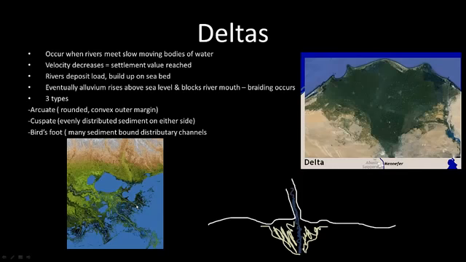Cuspate. I couldn't find a very good picture, so this is one I drew. It's basically when sediment's deposited evenly on either side, and it's normally quite a straight river channel that's entering the sea.